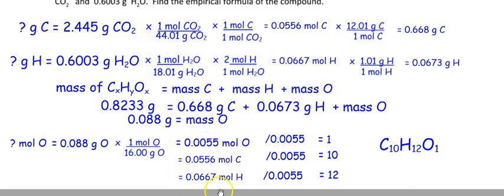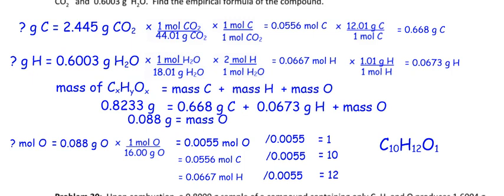So now I have my moles divided by the smallest, which is my oxygen. And there's no multiplying. Those are the numbers I got. So it's C10H12O1. Okay? That was a long problem, wasn't it?